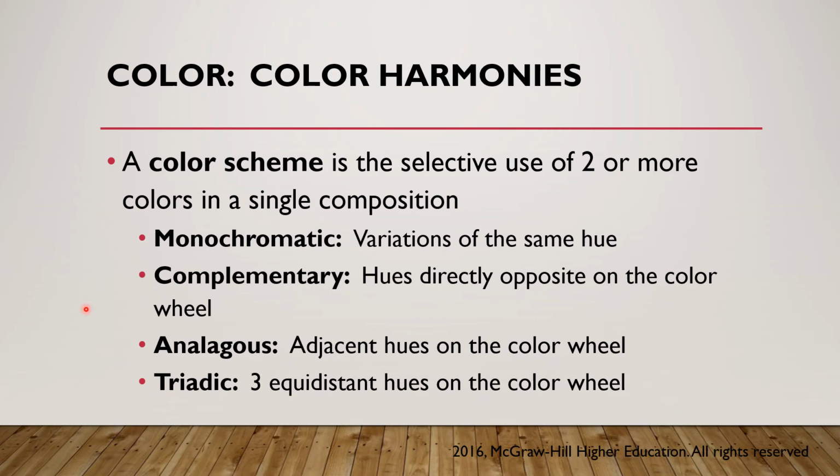Analogous colors are colors that are adjacent to each other on the color wheel. So blue, blue-green, green, yellow-green, or red, red-violet, violet. Any colors that are next to each other. And triads are colors that are equidistant on the color wheel. So your primary colors are triadic. Your secondary colors are triadic. You could probably figure that out with any of them. As long as you put the same distance in there, you can have a triad.